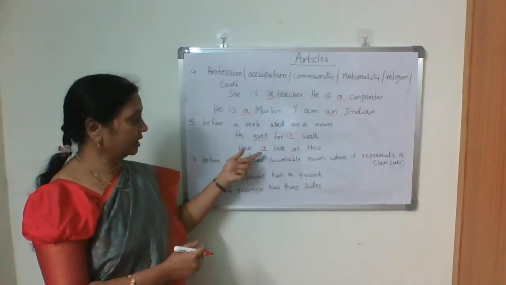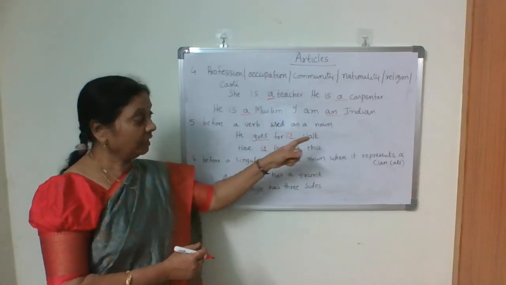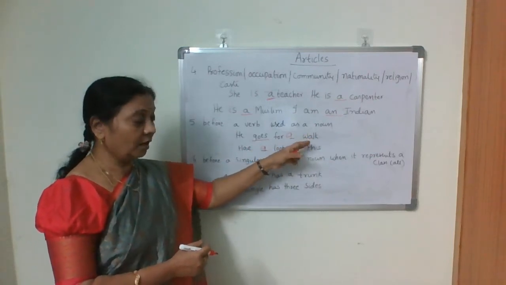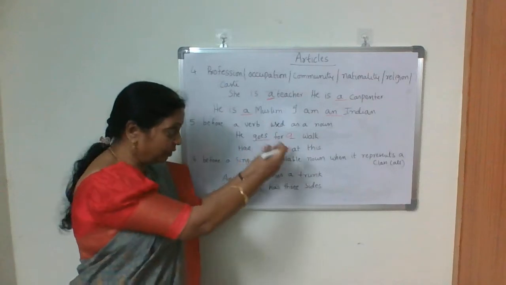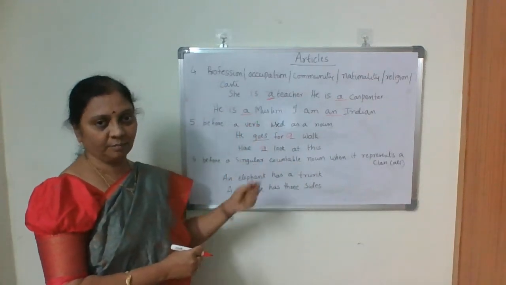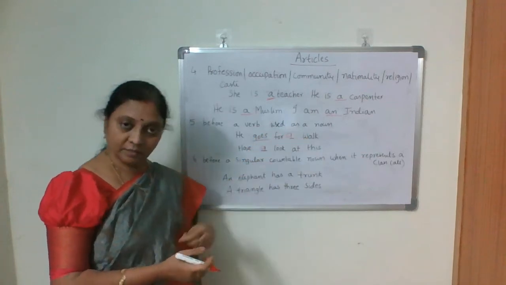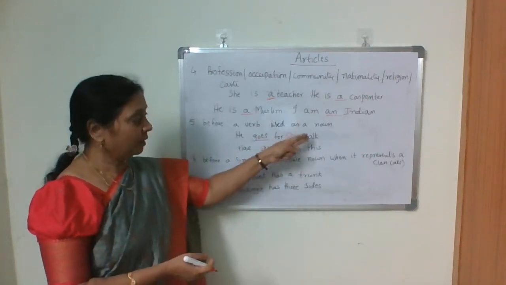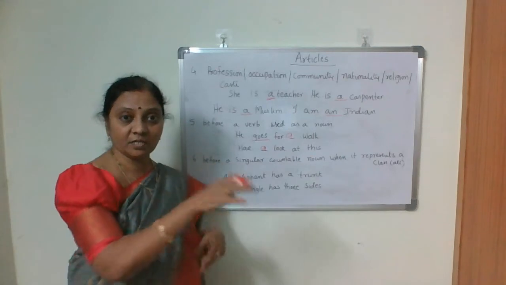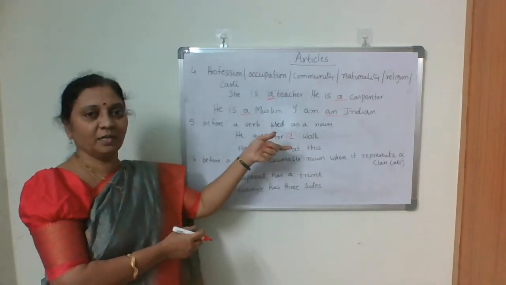In that case, you can use a when verbs are made nouns, because articles or adjectives always talk about nouns, isn't it? Here the verbs are changed into nouns, and before nouns you use an article. Remember.